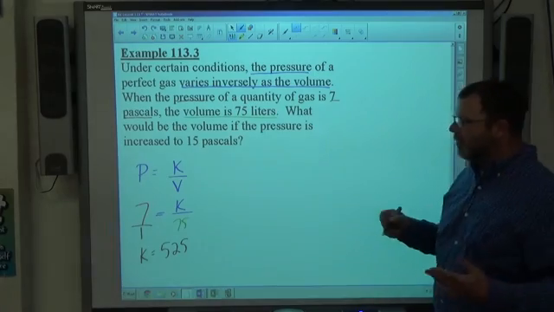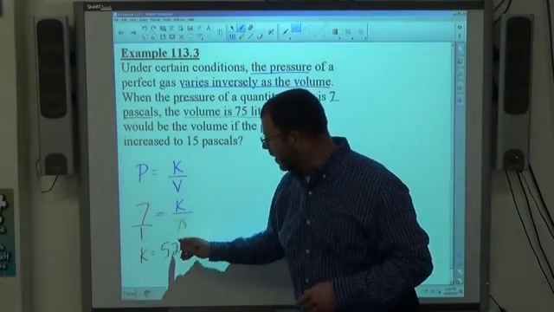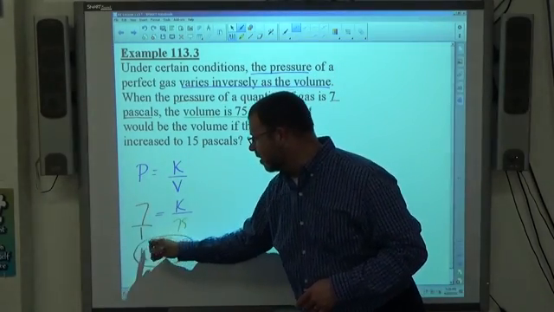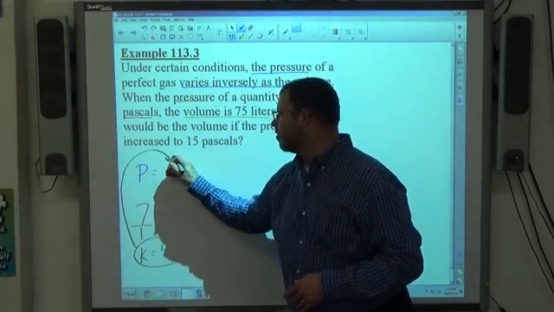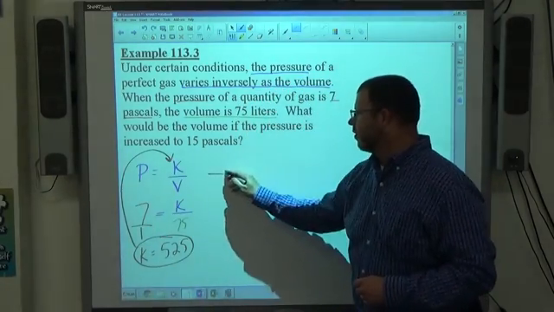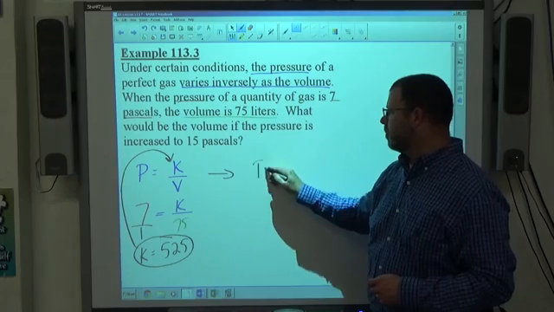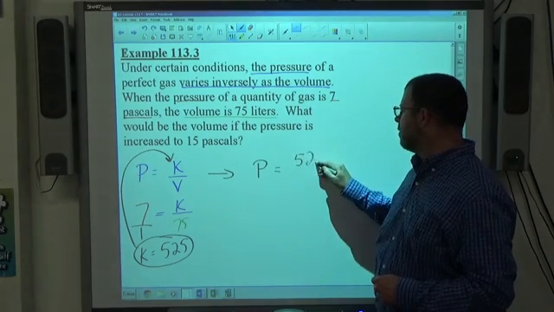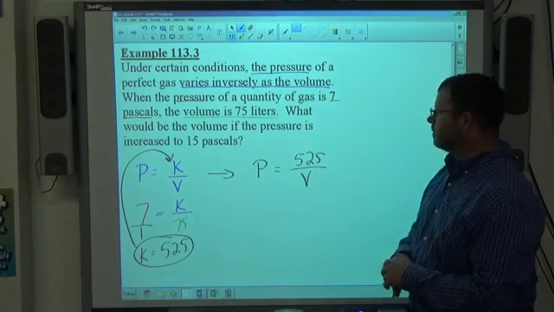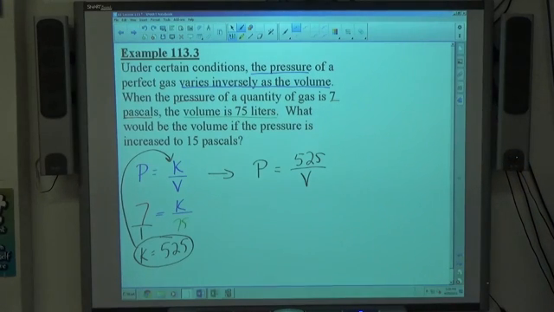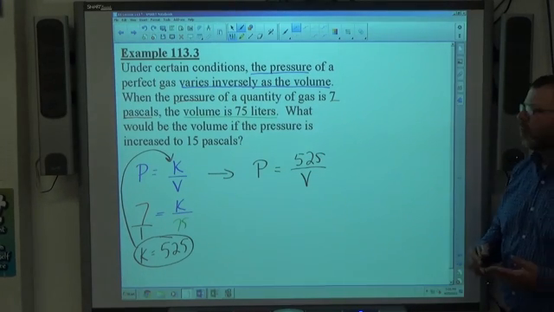As before, I've got my structure here, P equals K over V. We just figured out the value of the constant of variation, so for the rest of this problem, K is going to be 525. So this top equation transforms into P equals 525 over V. And the question asks, what would the volume be?